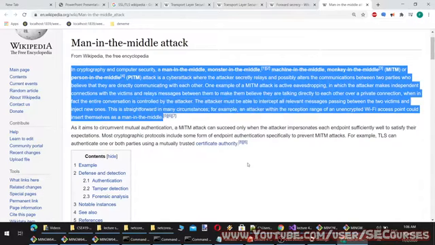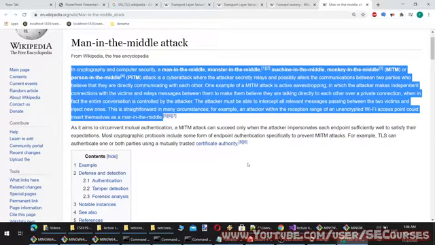In cryptography and computer security, a man-in-the-middle, monster-in-the-middle, machine-in-the-middle, monkey-in-the-middle, MITM, or person-in-the-middle, PITM, attack is a cyberattack where the attacker secretly relays and possibly alters the communications between two parties who believe that they are directly communicating with each other. One example of a MITM attack is active eavesdropping, in which the attacker makes independent connections with the victims and relays messages between them to make them believe they are talking directly to each other over a private connection, when in fact the entire conversation is controlled by the attacker.